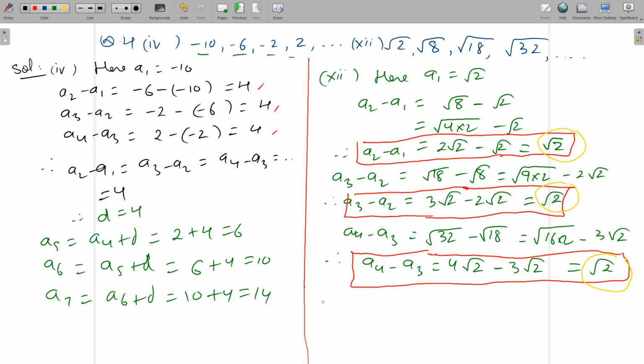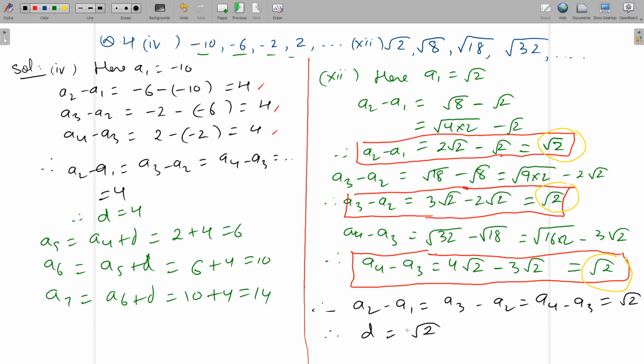Therefore a2 minus a1 equals a3 minus a2 equals a4 minus a3, and that whole is equal to root 2. Therefore what is d? d equals square root of 2. So this is what we have got.